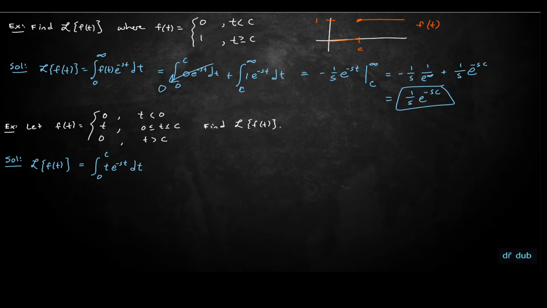So we have to do integration by parts again. I'm going to do a tabular integration, u and dv: t, 1, 0, e to the negative st, negative 1 over s, e to the negative st, and 1 over s squared, e to the negative st.